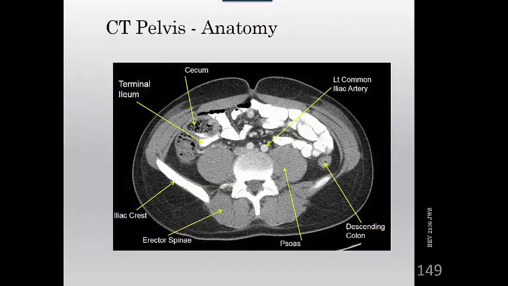Okay, again, we've got about 10, 11 slides of the lower pelvis to go through here. We're going to talk about the male and the female in here as well. So in this slice, we're seeing the left common iliac artery here and right here. Here's the cecum. Terminal ileum is coming right into the cecum right there. This is the iliac crest, and then of course the erector spinae again, the psoas muscle, and a little portion of the descending colon here.